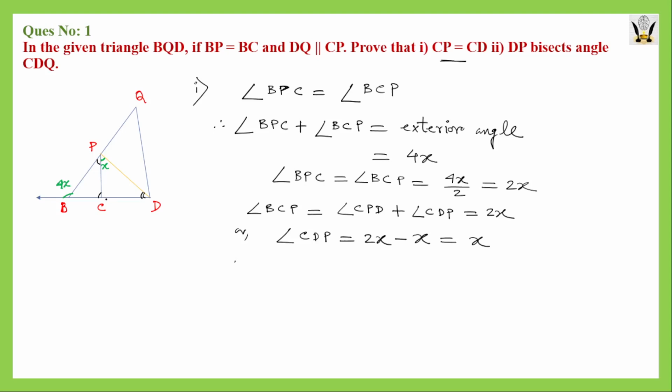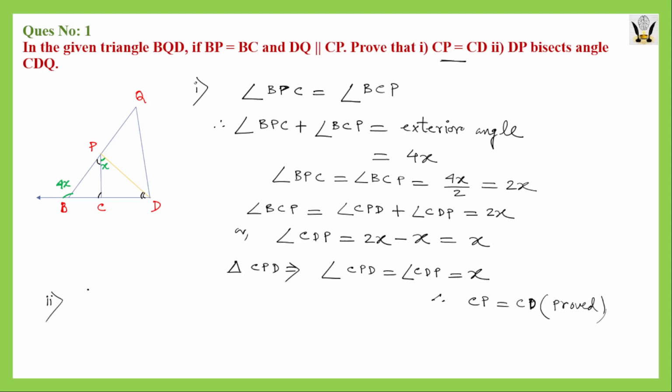In the triangle CPD, what we can see is these two angles are the same. That means the corresponding opposite sides will be equal. That means CP will be equal to CD. So the first part is already proved.